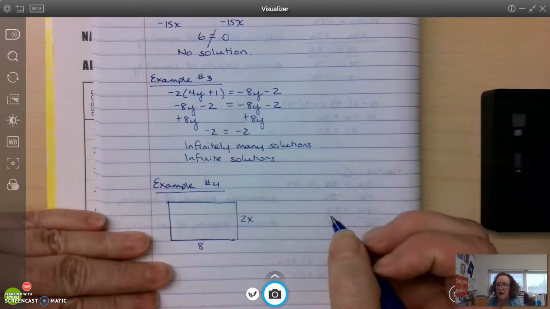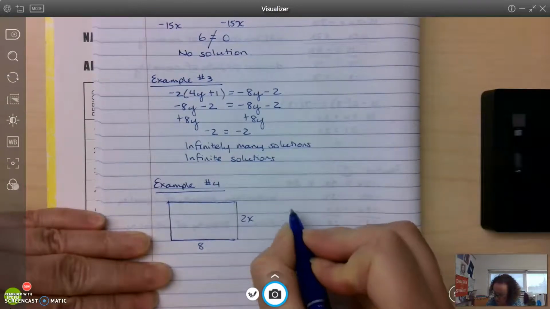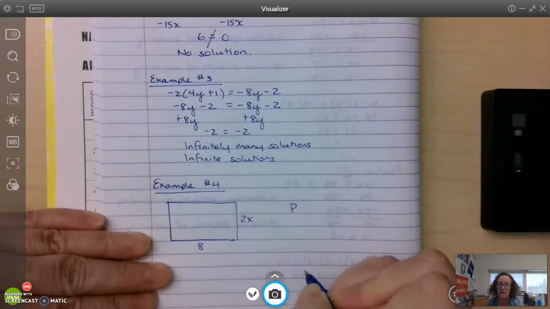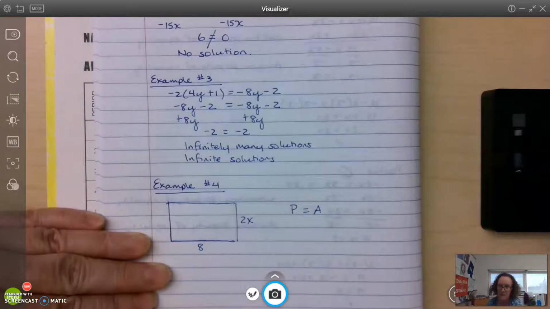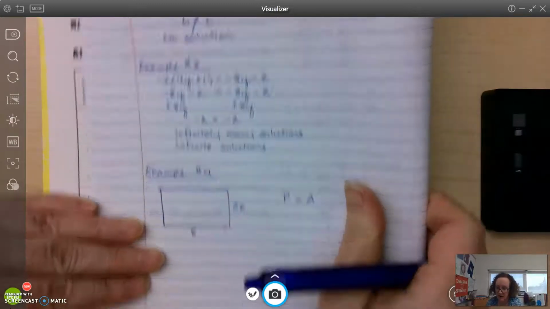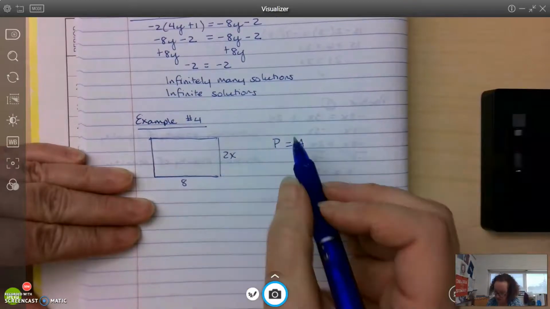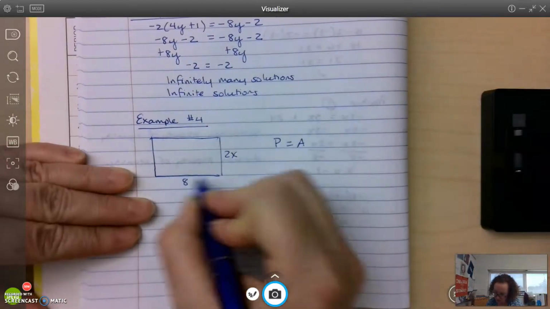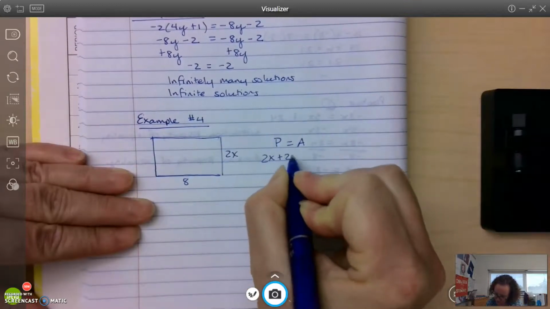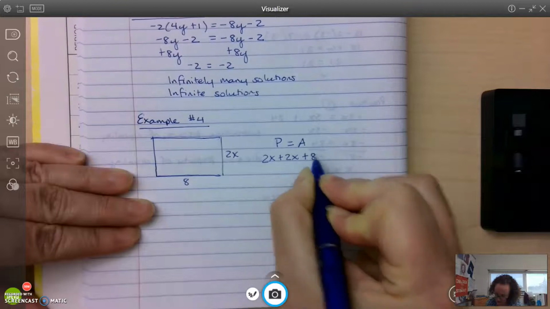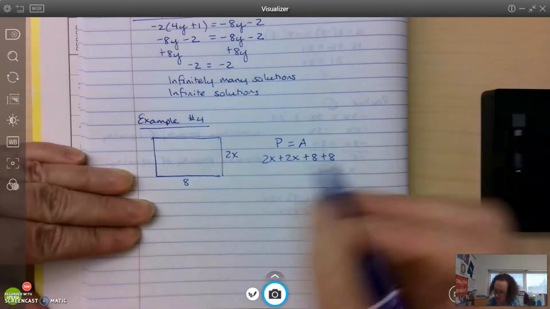So notice I'm going to use math symbols now to write what I just told you. So the perimeter of the rectangle is equal to the area. Now we have to use some of our background knowledge and ask ourselves, how would I find the perimeter? I know that the perimeter is the distance around the outside. So it's going to be 2x plus 2x plus 8 plus 8. So that's all four sides of the rectangle.